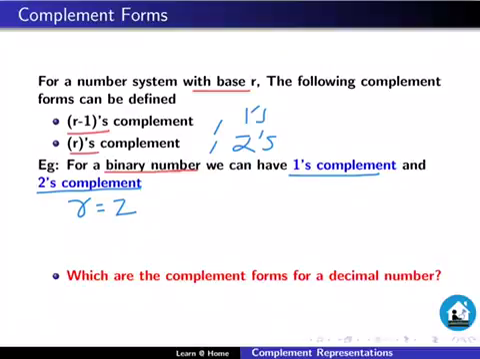For example, a decimal number system can have complement forms. As you may be aware, for a decimal number system, r is equal to 10. The value of r is going to be 10, and the possible complement representations are 9's complement and 10's complement.